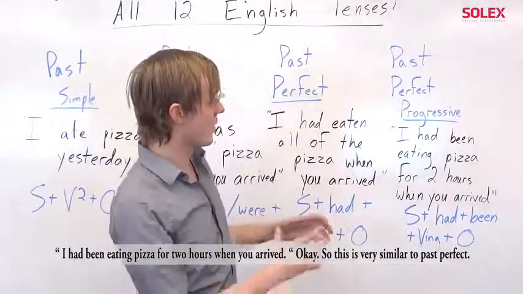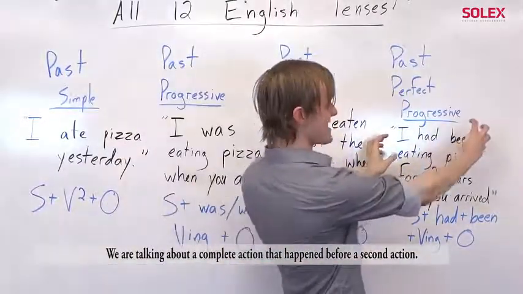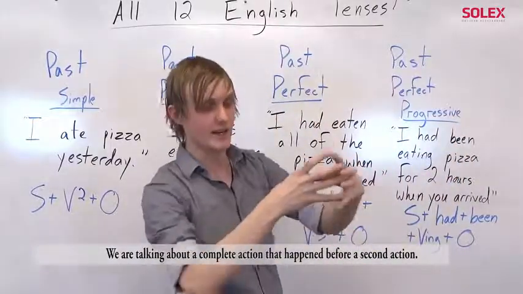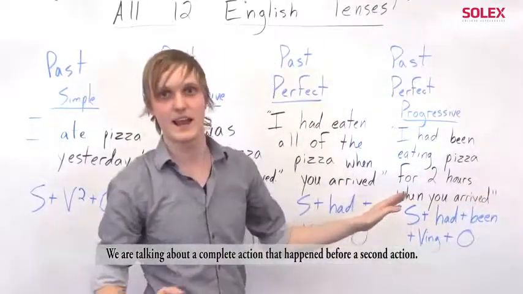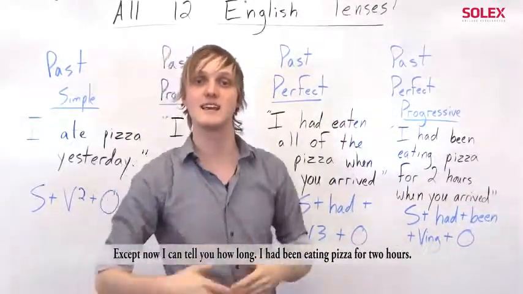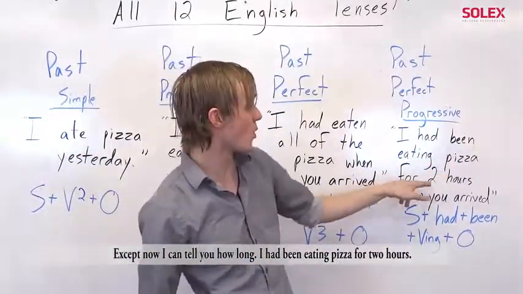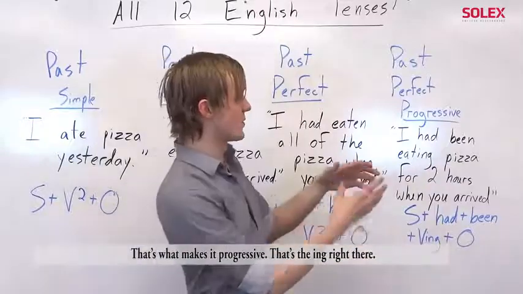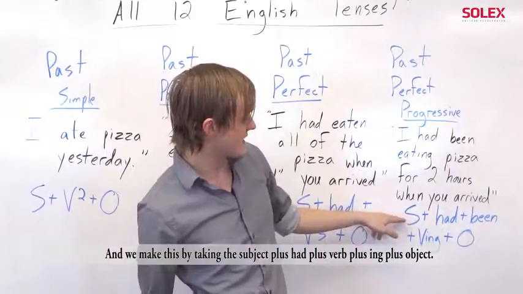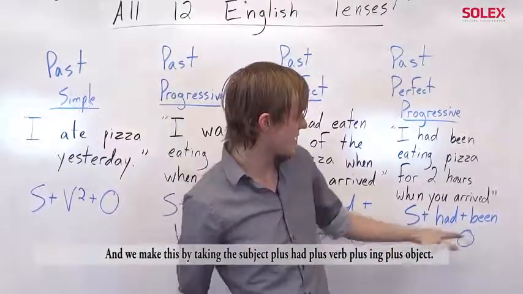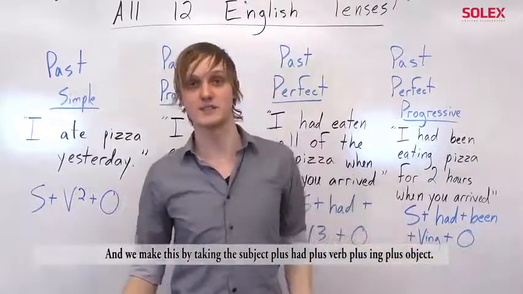Okay, so this is very similar to past perfect. We are talking about a complete action that happened before a second action. Except now I can tell you how long. I had been eating pizza for 2 hours. That's what makes it progressive. That's the ing right there. And we make this by taking the subject plus had plus been plus verb plus ing plus object.